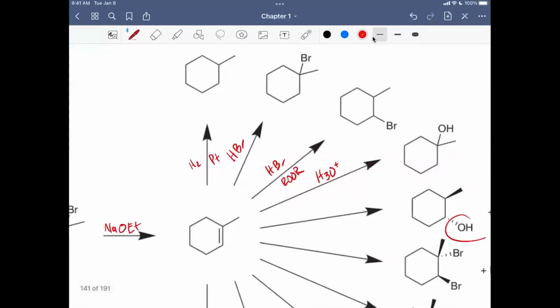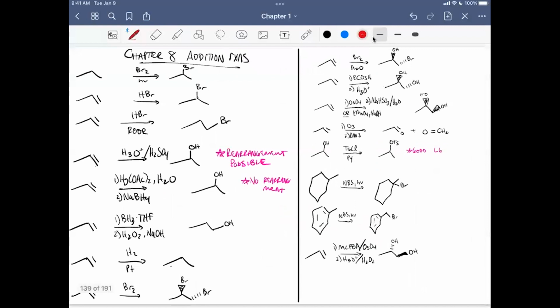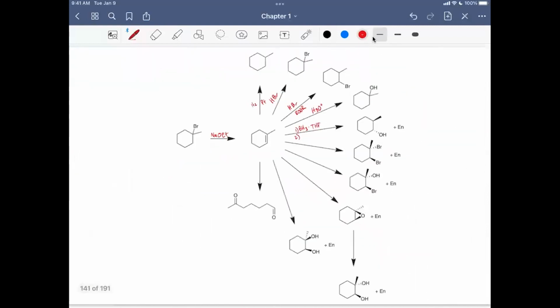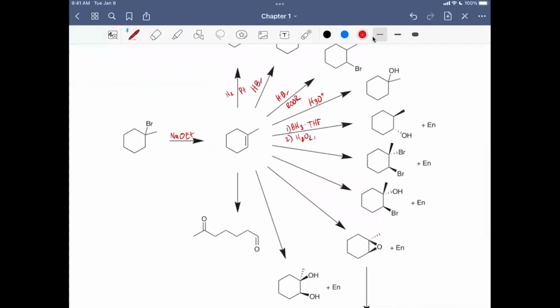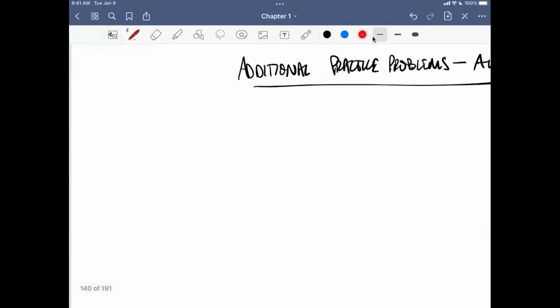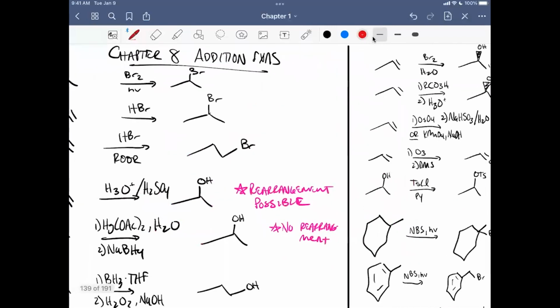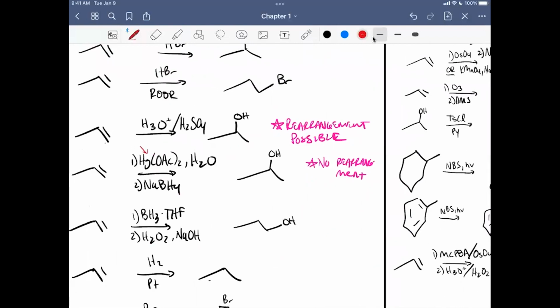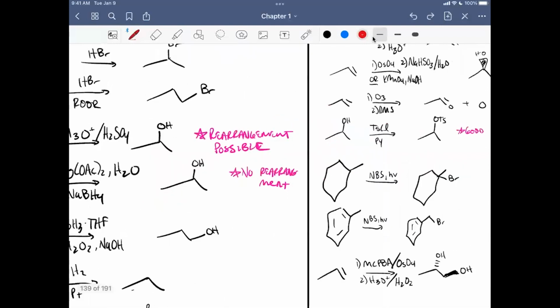Our next one, our alcohol gets placed on the least substituted carbon. So that would be your BH3·THF, and on the bottom, H2O2, NaOH. So I was mistaken on the other reagent. For this Hg(OAc)2, it should have a secondary step that's NaBH4. I got that mixed up.